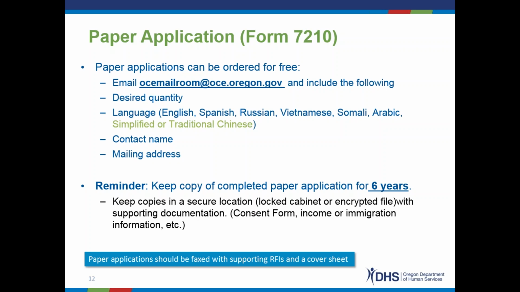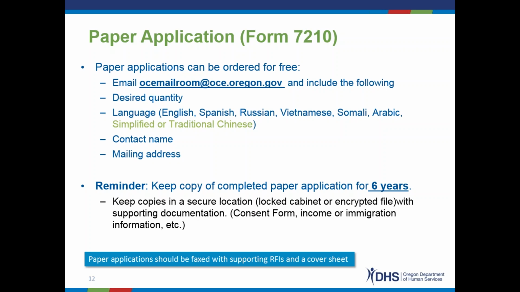So a paper application, or the Form 7210, you can get as many as you want in the preferred languages that we print them in, and you can do so by emailing the OC email room at the email address you see on your screen. But you'll want to make sure that you include the following information. What is your desired quantity and in which languages? So if you want 50 in English and 75 in Spanish, please say that specifically in your email request.